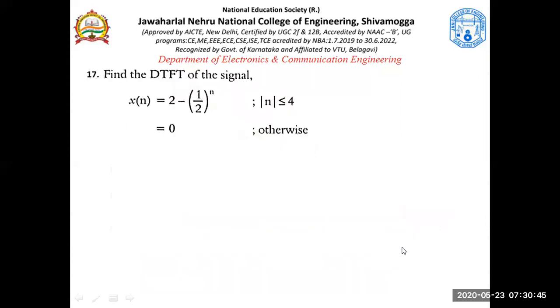Fine. So let's move on with the next signal, wherein they're asking us to find the DTFT of the signal. This problem is not using the properties. So let's see this again in the next session. Let's stop this session now.